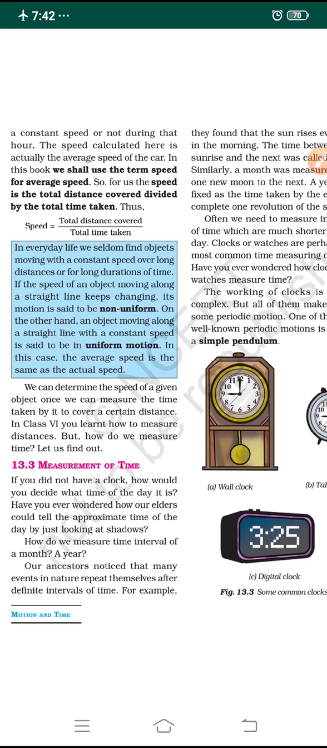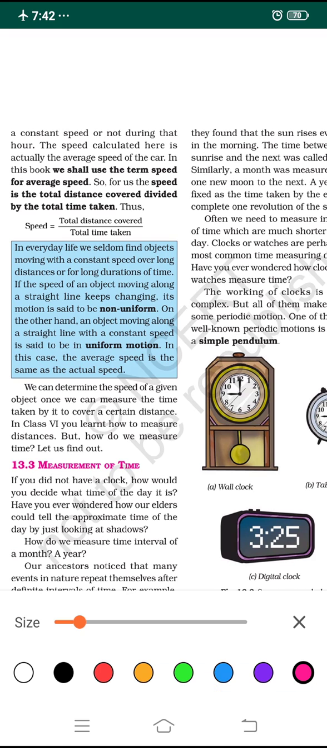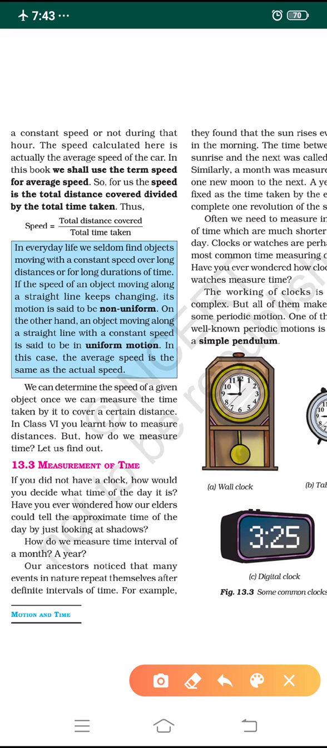So what does non-uniform motion mean? If the speed of an object moving along a straight line keeps changing continuously, it may be running at 30 kilometers per hour, then 60, then 80 kilometers per hour. Even if it is traveling in a straight line, if the speed keeps changing, then it is called non-uniform motion.